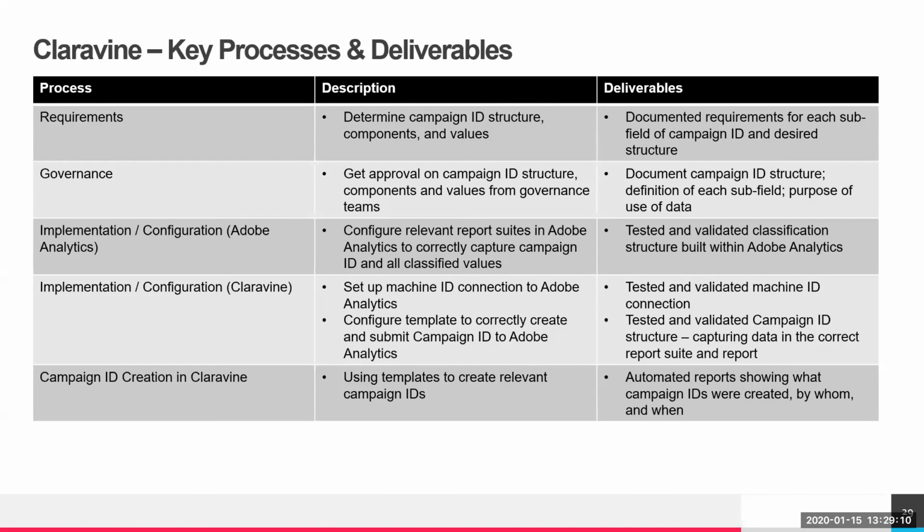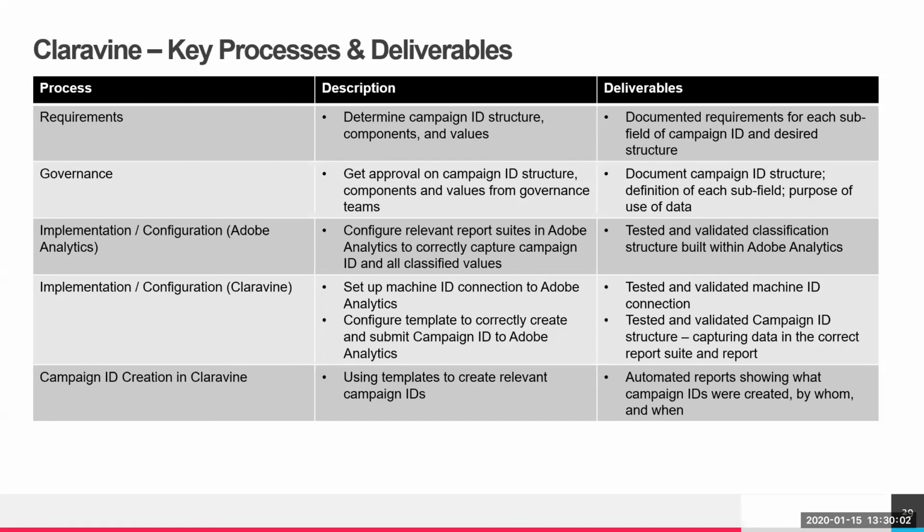The key processes for the use of Claravine initially are similar to that of the classification importer and rule builder options and include aligning on requirements for the campaign ID structure, components, and values, and documenting the final requirements, gaining approval from any governance teams that are required to review this variable from a legal or privacy perspective, implementing and configuring the classifications by configuring relevant report suites in Adobe Analytics to correctly capture campaign ID and all classified values, setting up machine ID connections from Claravine to Adobe Analytics, configuring the Claravine template to correctly create and submit campaign ID to Adobe Analytics, testing and validating classification structure built within Adobe Analytics, and using the templates to create relevant campaign IDs through Claravine.